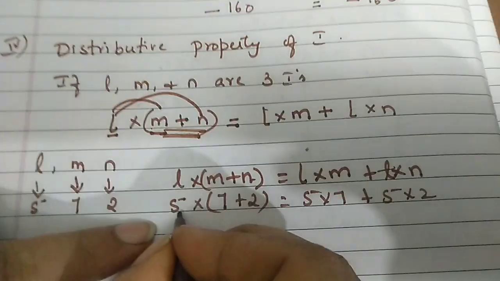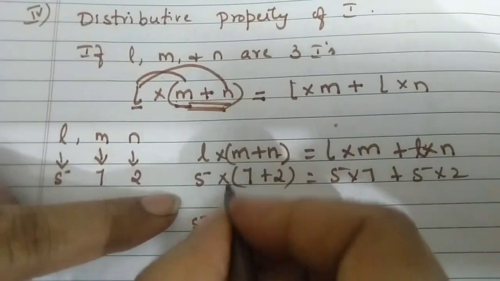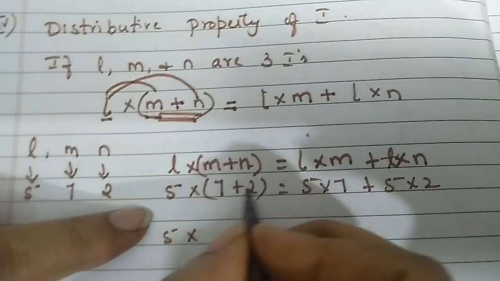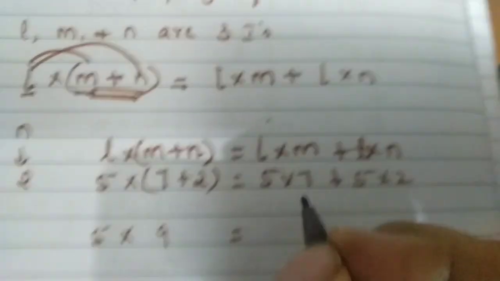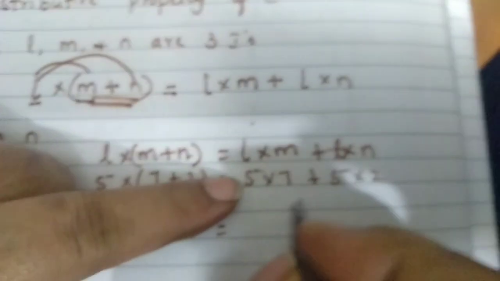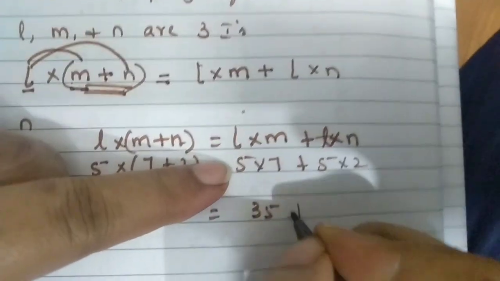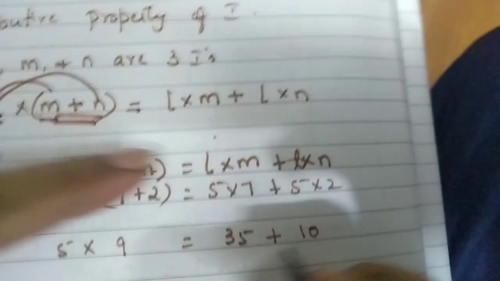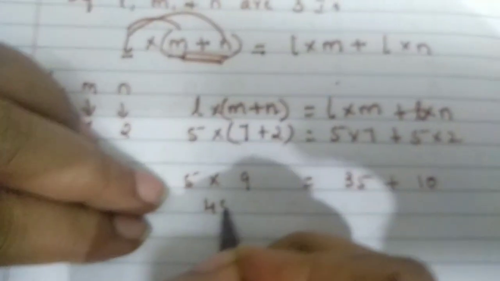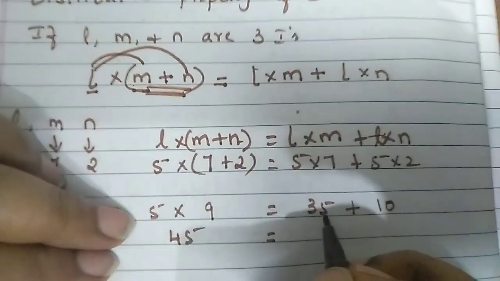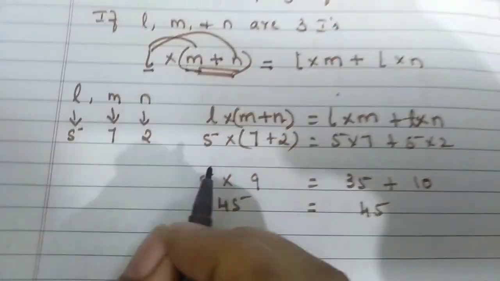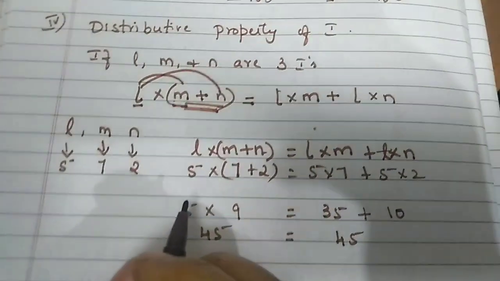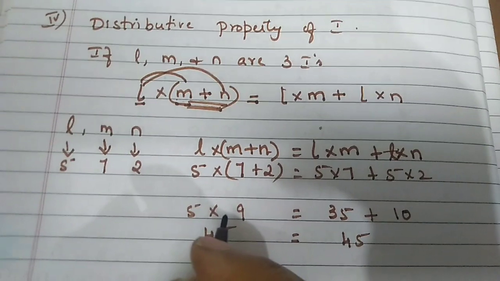Now let's check it. Take this 5 as it is, take the into sign also as it is, and add the numbers in the bracket. 7 plus 2 is 9. Let's multiply these two. 7 5s are 35 plus 5 2s are 10. So come back here, 5 9s give you 45, equals 35 plus 10 also gives you 45. Now the distributive property of integers has also proved to be true.